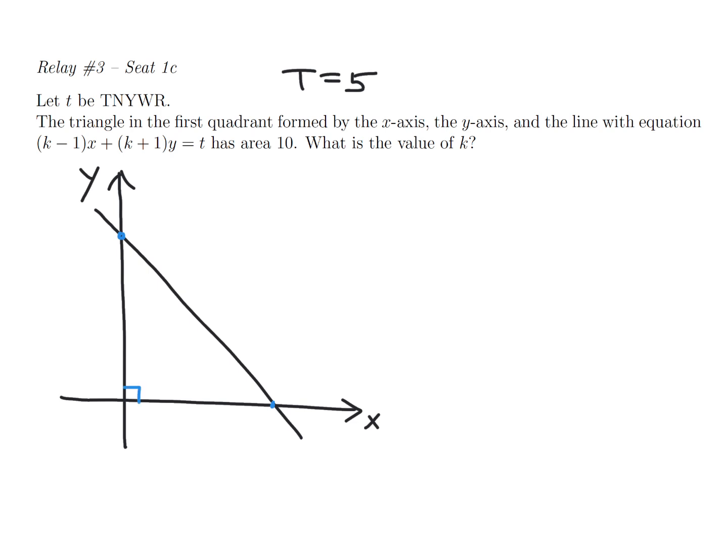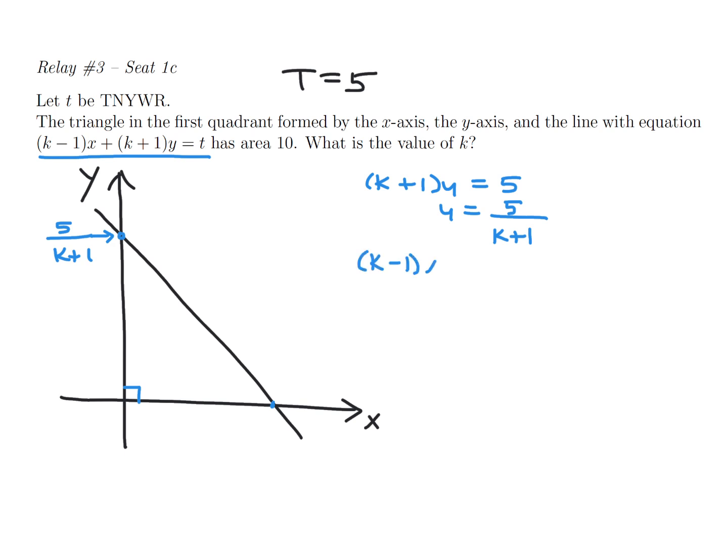So we get that with the x and y coordinates, x and y intercepts, I should say, of that line. So when x is 0, it will be k plus 1 times y is equal to 5, so y is equal to 5 over k plus 1, and that would be the y coordinate, right? So this guy right here is 5 over k plus 1. And then the x-intercept would be setting y equal to 0, so when you do that, we get something like this, which is going to be this guy, 5 over k minus 1.